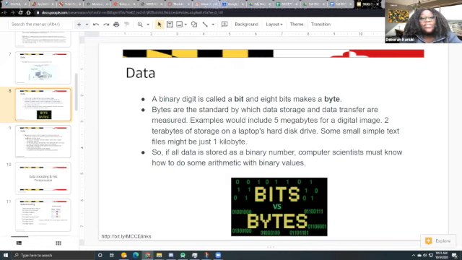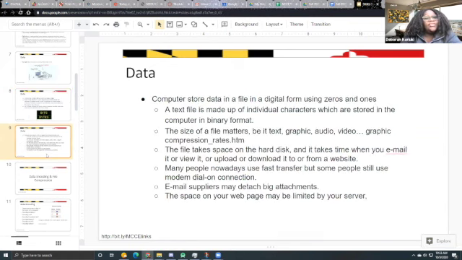So if all data is stored as binary numbers, computer scientists must know how to do some arithmetic with binary values. We will do some of those next week, how to compute data and all that. So go to the next one.